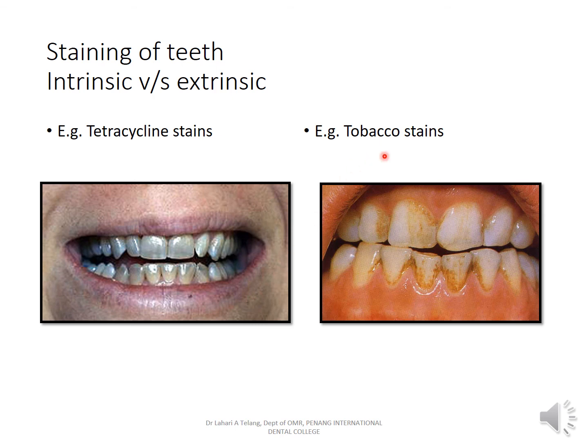Tobacco stains, on the other hand, are extrinsic stains and can be removed with scaling, whereas intrinsic stains cannot be removed with scaling. So the treatment plan for extrinsic and intrinsic staining would be slightly different from each other and will be dealt with in detail, giving more importance to aesthetics, in conservative dentistry and endodontics.